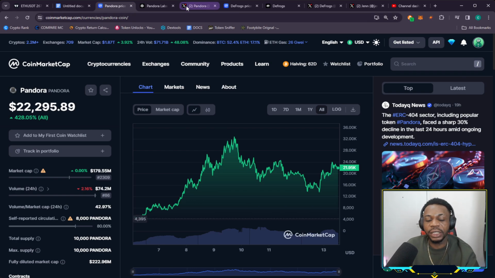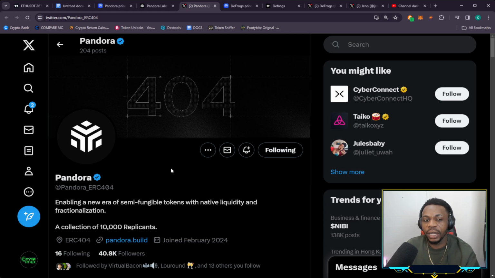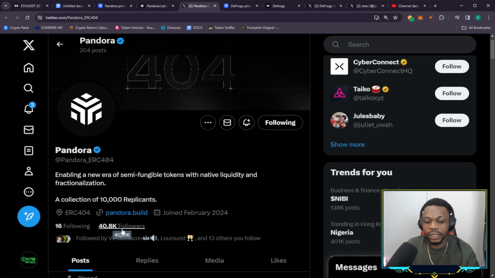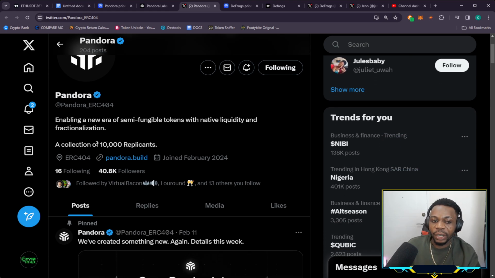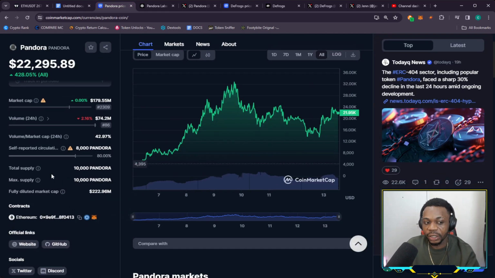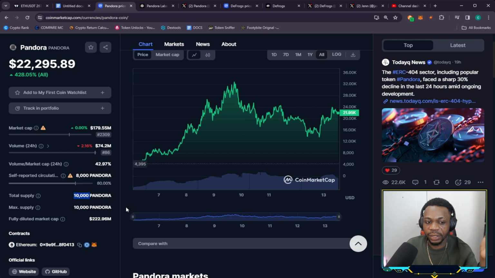This is Pandora. And if you want to see more about this, you can go to their Twitter space, because they have over 40,000 followers. And you can see this Pandora token has a total of 10,000 replicants. So it's a collection of 10,000 NFTs, and at the same time 10,000 tokens. If you see here, the maximum supply is 10,000, the total supply as well is 10,000. So 10,000 tokens for the Pandora and 10,000 NFTs. So one token for one NFT. I hope this makes sense to you guys.